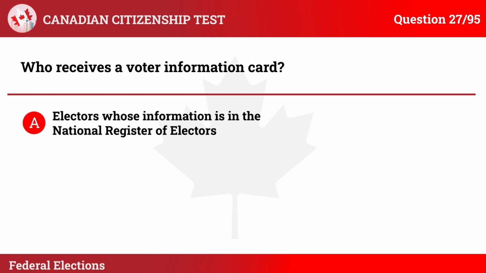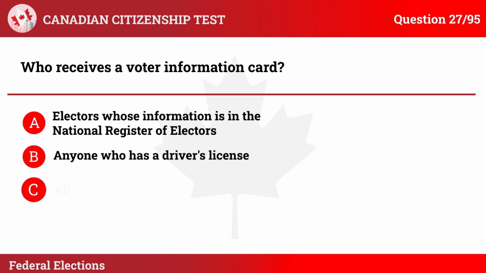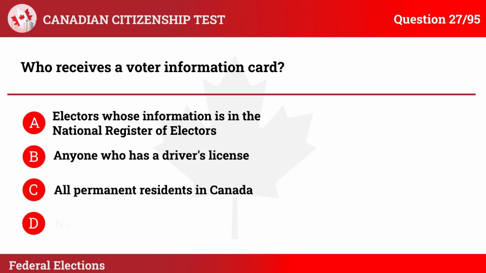A. Electors whose information is in the National Register of Electors. B. Anyone who has a driver's license. C. All permanent residents in Canada. D. None of the above.